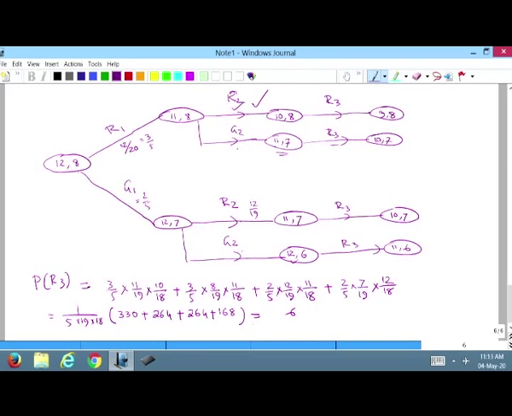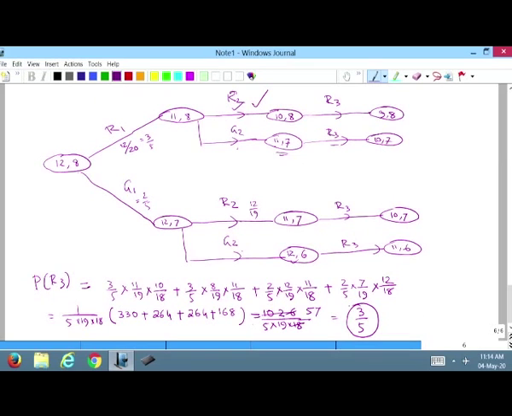is equal to 1026 upon 5 into 19 into 18, is equal to, let us cancel now, 18 cancels with 1026. So, what we have, 5 into 18, 90, so 126, 7 into 18 is equal to 126, is equal to 3 upon 5.